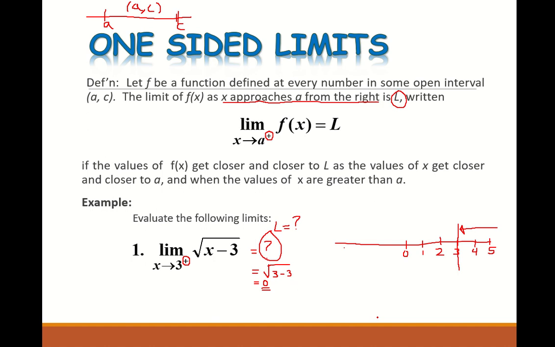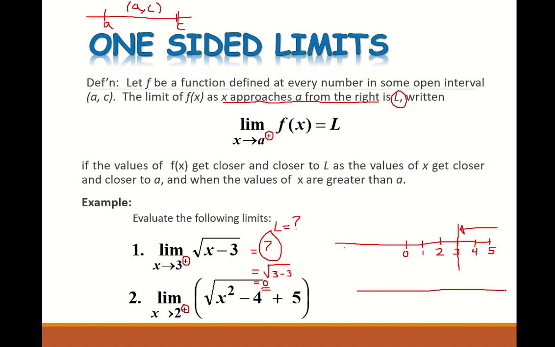Okay, now for example number 2, we're given the limit of the quantity square root of x squared minus 4 plus 5 as x approaches 2 from the right. On the number line, we have here our 0, 1, 2, this is our 3, this is our 4, 5. You can put as many numbers as you can, 6, and so on and so forth. So x approaches 2, so this is the number that x is approaching, and that is also from the right.